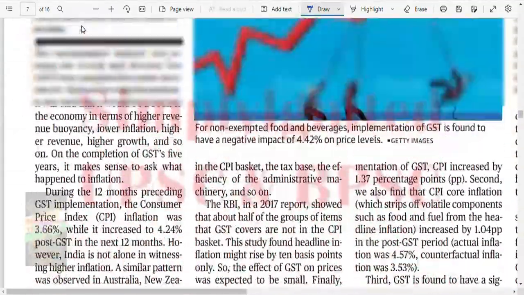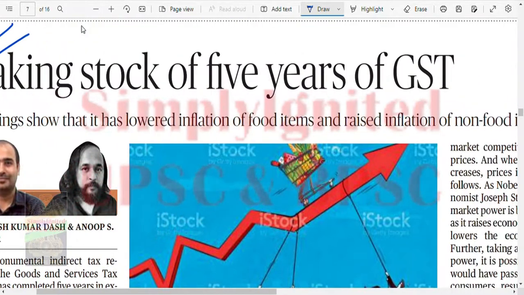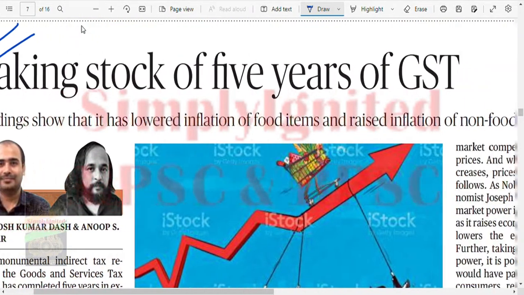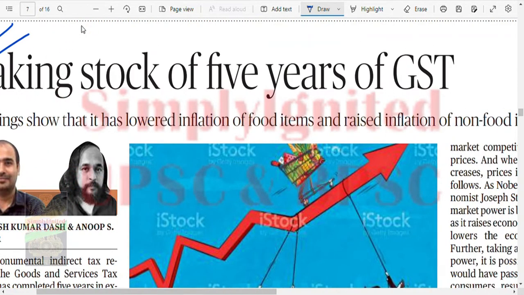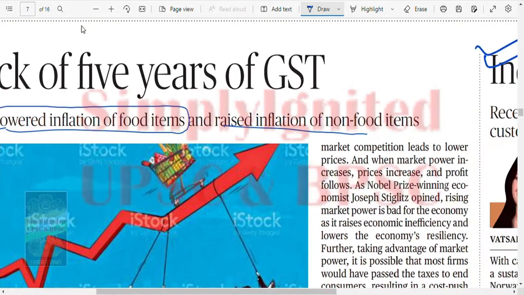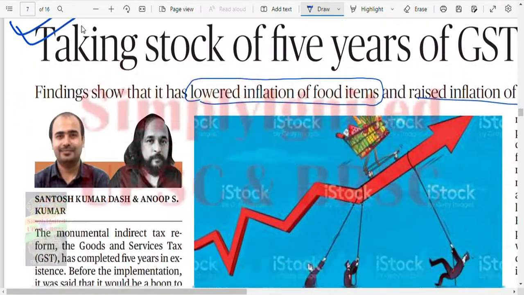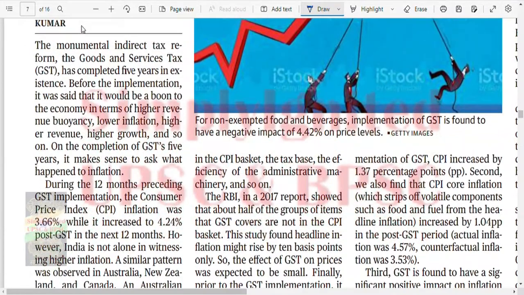Let's see these news. Taking stock of 5 years of GST. Findings show that it has lowered inflation of food items and raised inflation of non-food items. Okay, this is a very good observation. The monumental GST has completed 5 years in existence. Before its implementation, it was said that it would be a boon to the economy in terms of higher revenue buoyancy, lower inflation, higher growth, and so on.